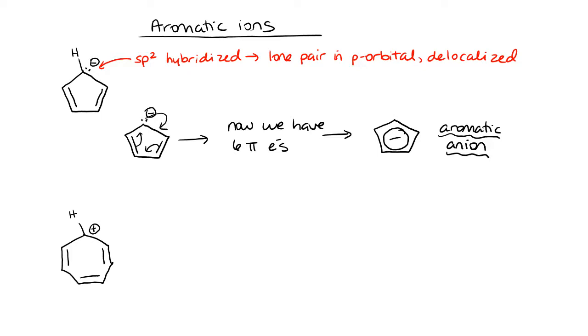We can also have aromatic cations, as shown in the second example. So again, we have a whole bunch of carbons here that are sp2 hybridized, and we have a carbocation here. Now we learned in OChem 1 that carbocations are also sp2 hybridized. Now in this case, this carbon does not have a lone pair, so it actually has an empty p orbital.